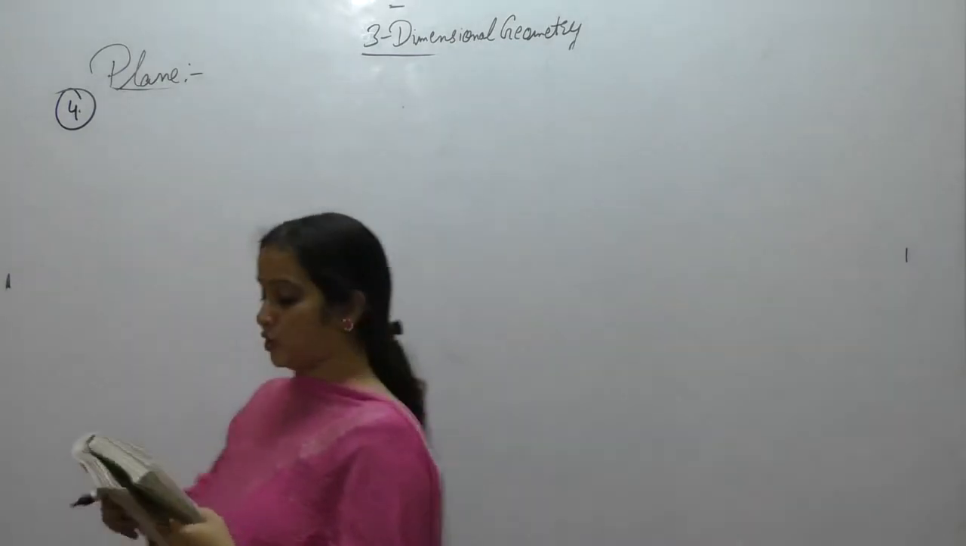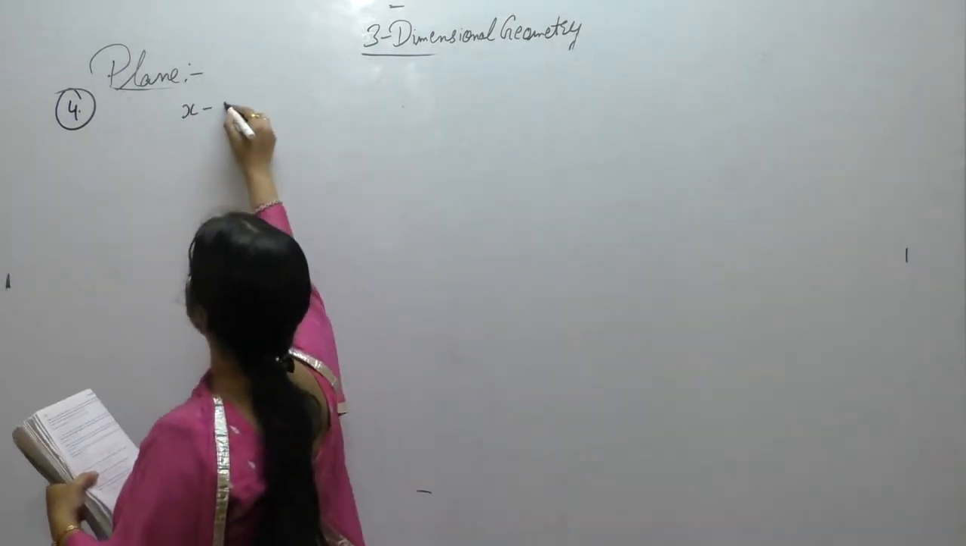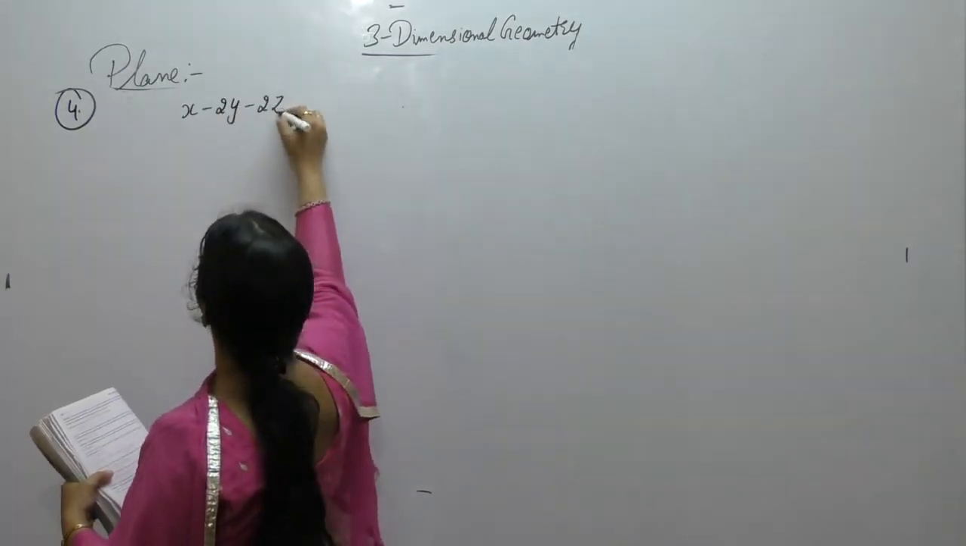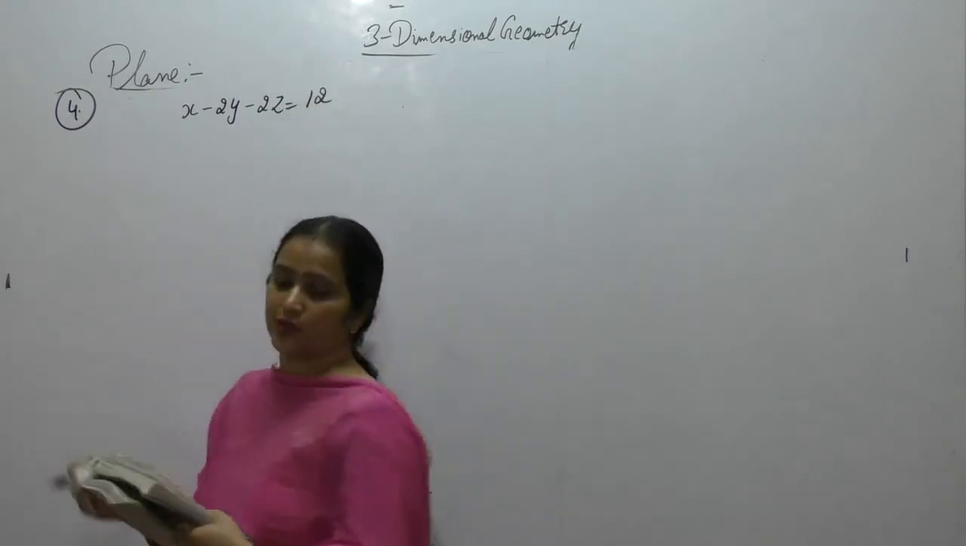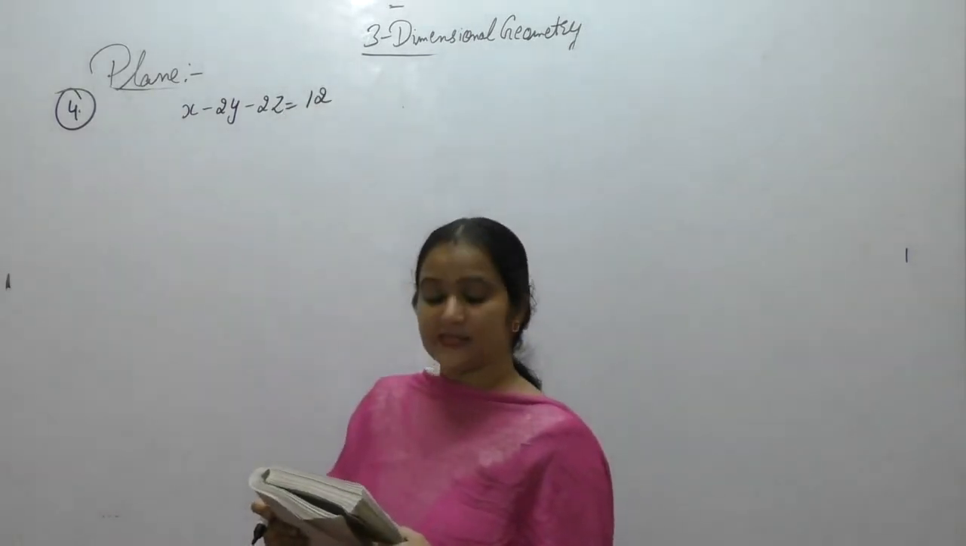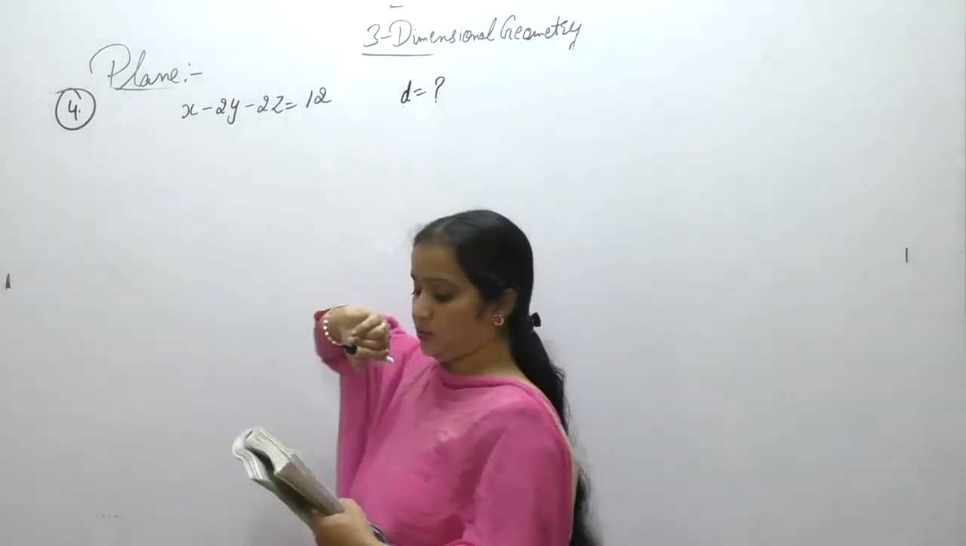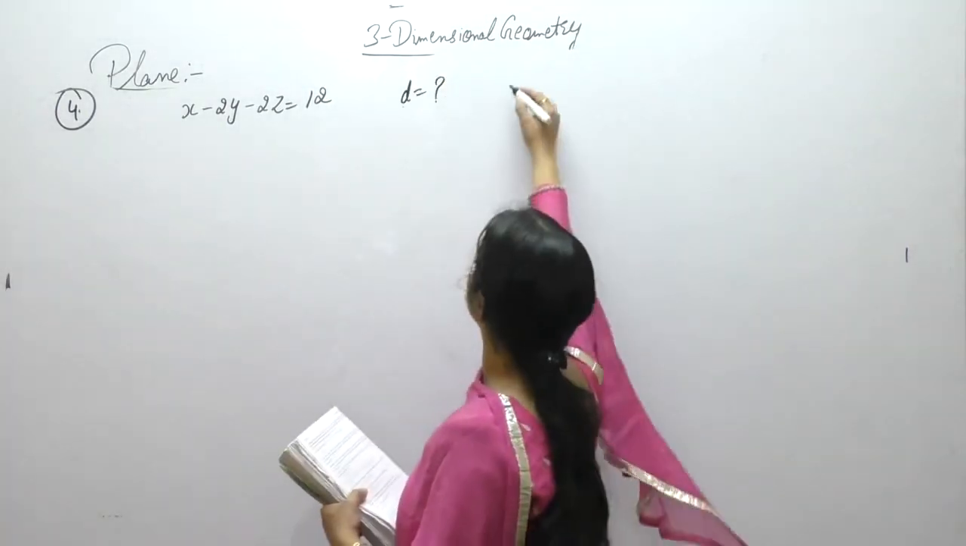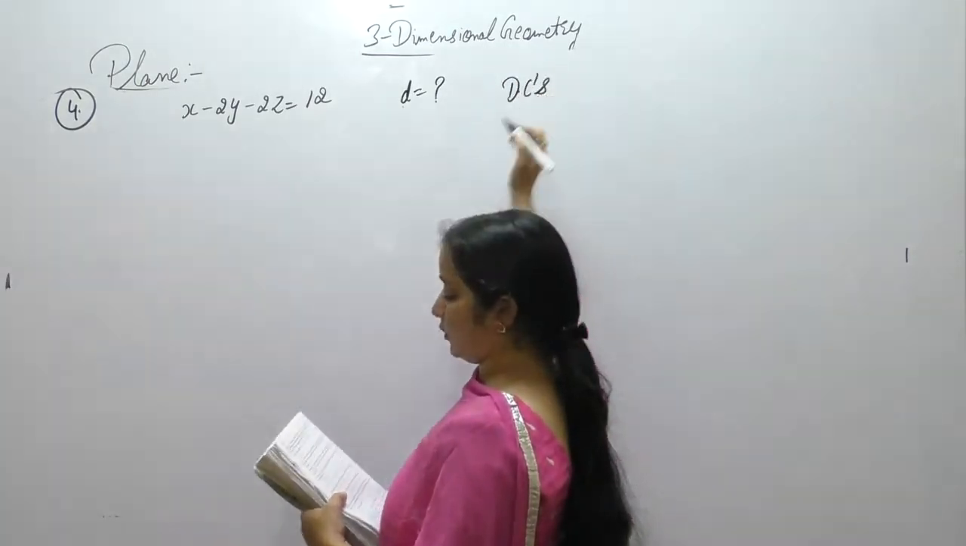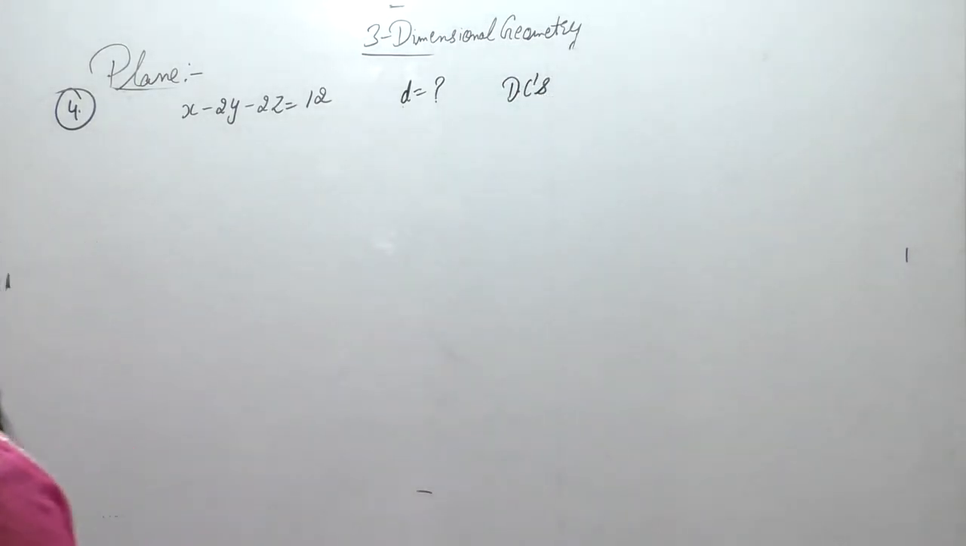Reduce the equation of plane x minus 2y minus 2z equals 12 to the normal form and hence find the length of perpendicular from origin to the plane. Also find direction cosines of the normal to the plane.